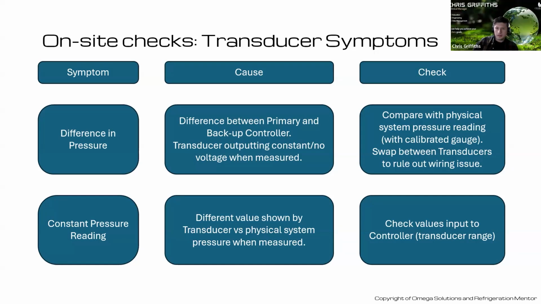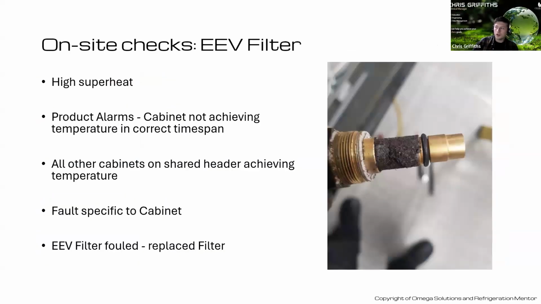Right. So next few slides we've got some other photos which John's kindly shared with us of things he's found in his time. As we spoke about the debris within the valve earlier, just on the right-hand side, you can see just how much debris is built up on that filter there. So again, goes to a cabinet, high superheat, product alarming, cabinet not achieving temperature within a correct time span. Presumably that was off of defrost. Whereas all the other cabinets on that shared header, that pipework, were achieving temperature within the right set time limit. It's a fault specific to the cabinet.